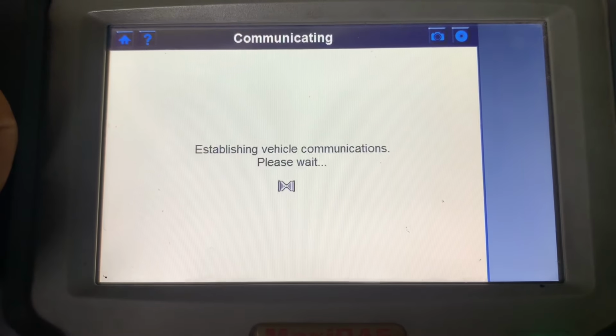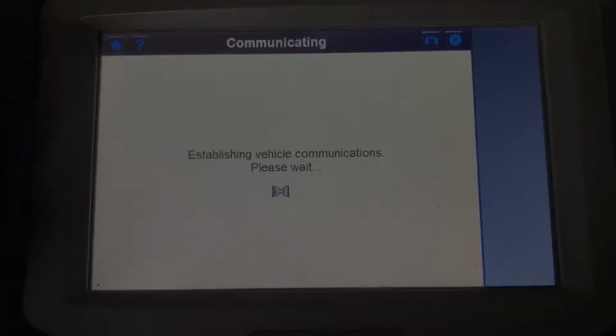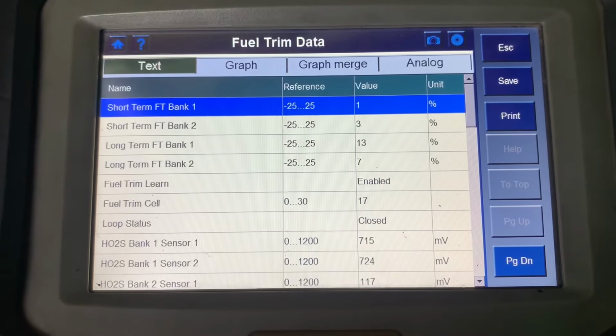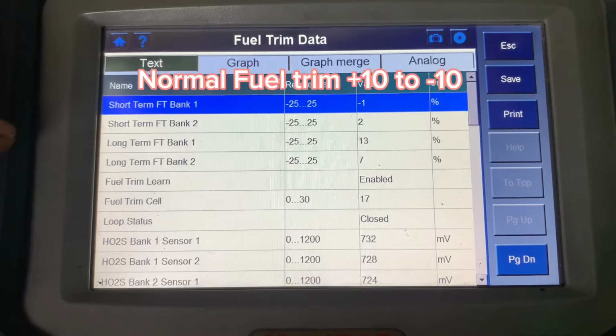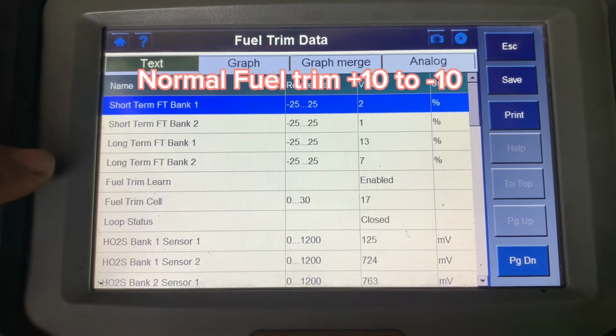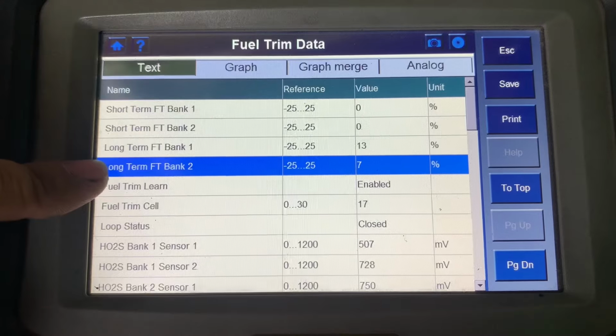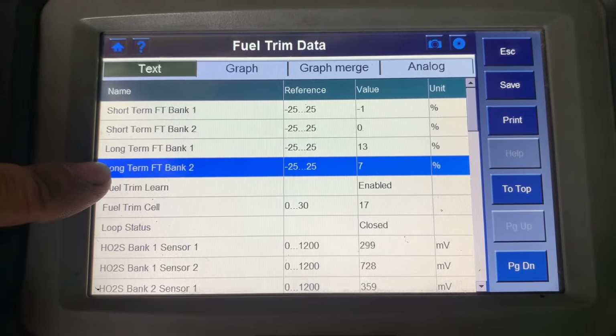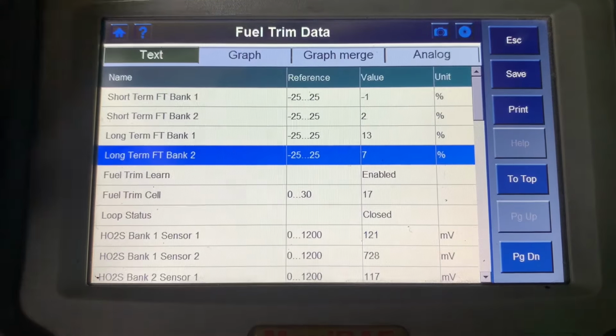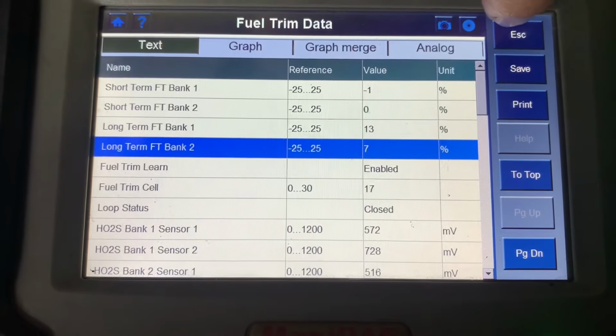Let's look at the fuel trim data. The normal fuel trim should be between positive 10 to negative 10. This right here is normal. Our fuel trims are normal.